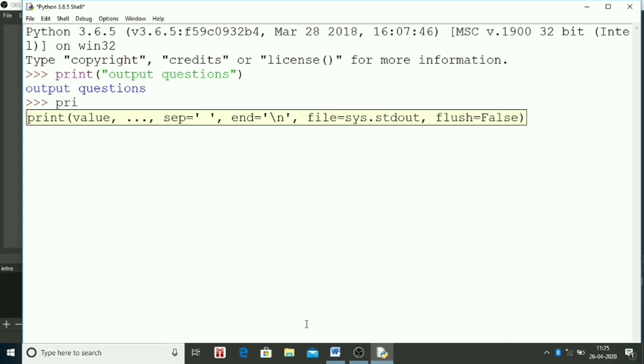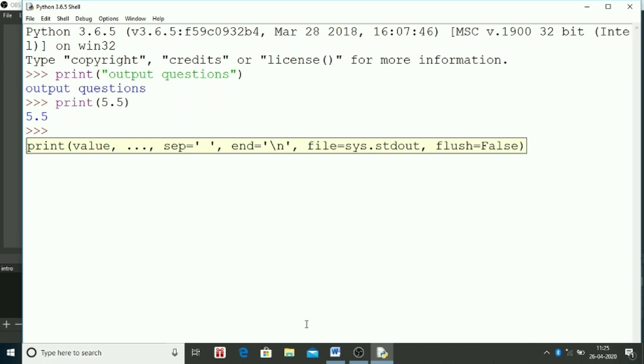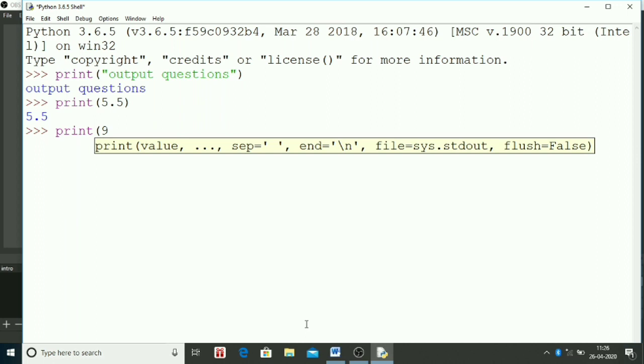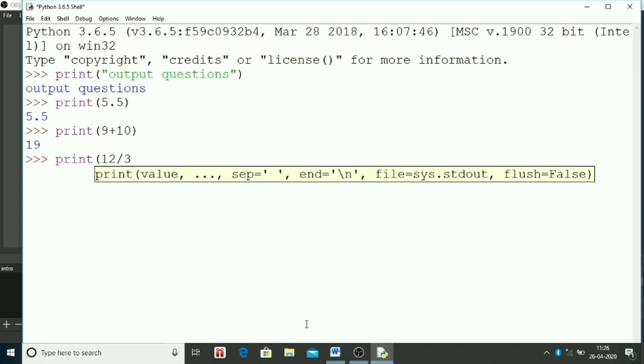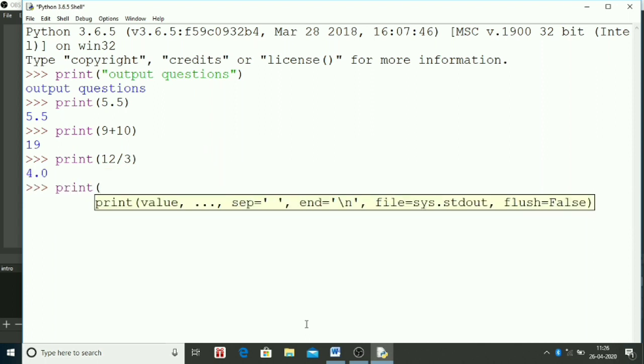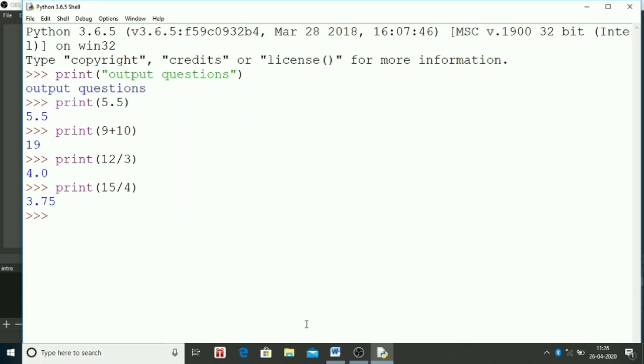If I say print 5.5, what will come? Suppose I say print 9 plus 10, what will come? Suppose I say print 12 divided by 3, what will come? Suppose I say print 15 divided by 4, what will come? Suppose I say double slash, what will come? Suppose I say modulus operator, what will come? So these are some examples.